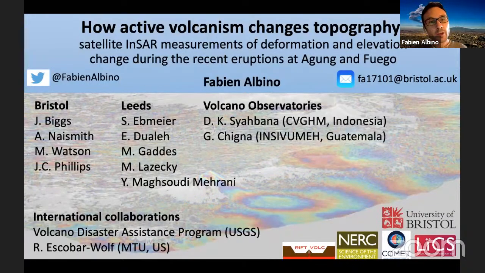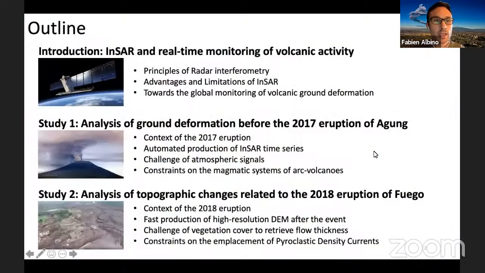And today I'm going to give you a sample of the different work that I've been doing. I'm going to start with a brief introduction to InSAR and the challenge of using InSAR as real-time monitoring for volcanic activity. So I'm going to give an overview of the principle of radar interferometry, its advantages and limitations.